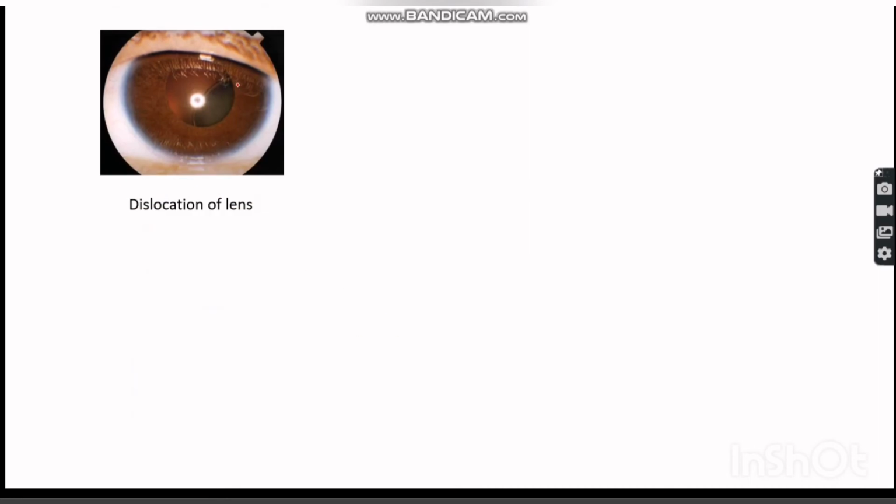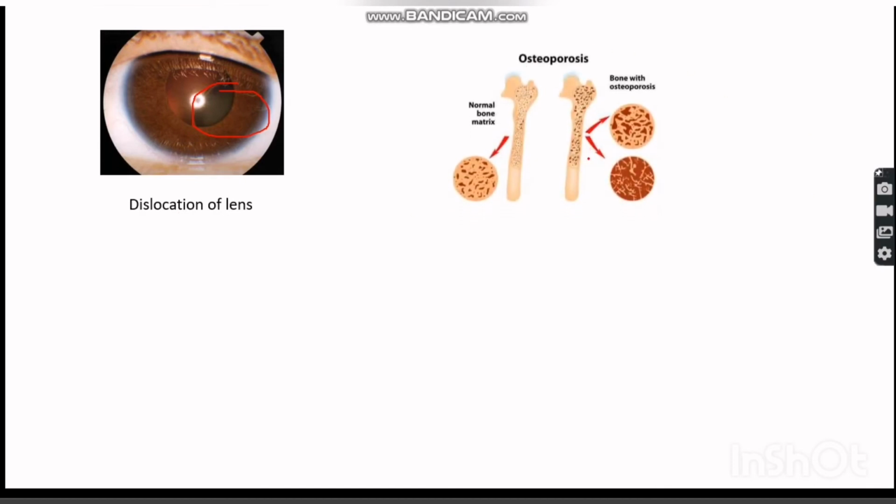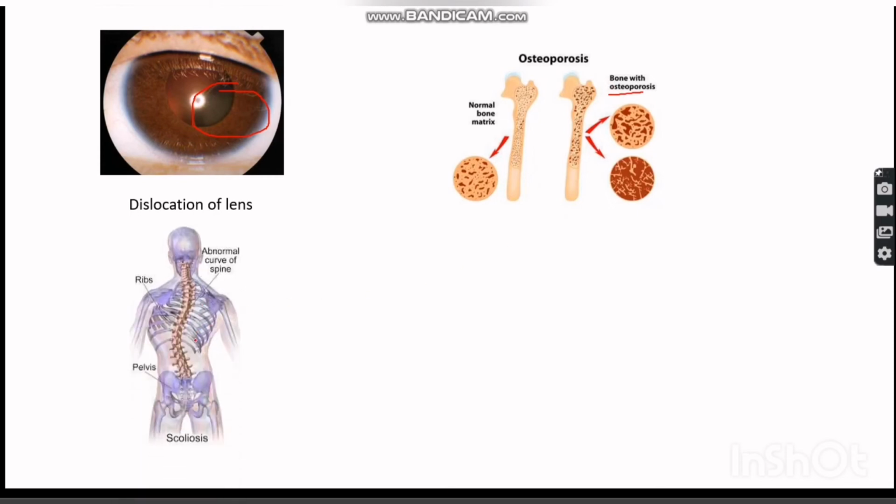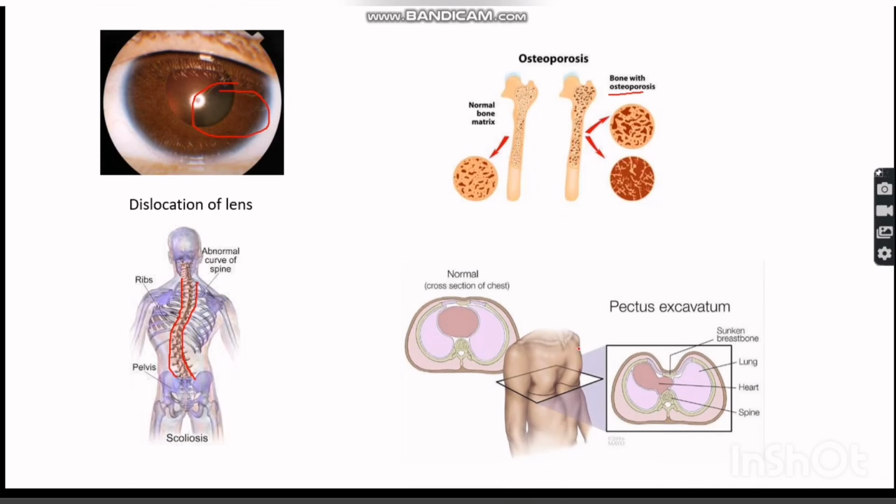So this is your lens in the eye which is dislocated. This is one of the symptoms of homocystinuria and homocystinemia, that is dislocation of lens. Osteoporosis, that is bone with the normal matrix, but as bone with osteoporosis, it becomes more porous. Scoliosis, the abnormal curve of the spine. The spine bends into a curve-like structure, resulting in scoliosis.